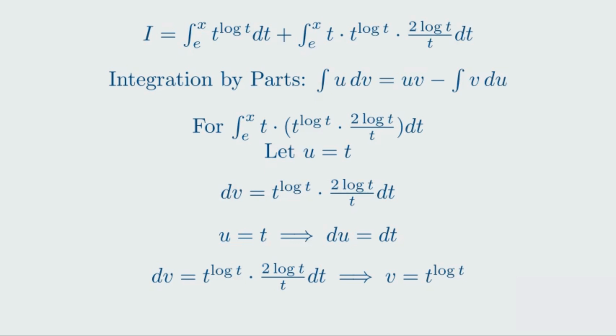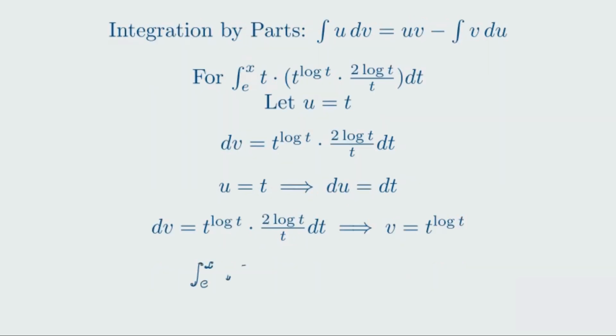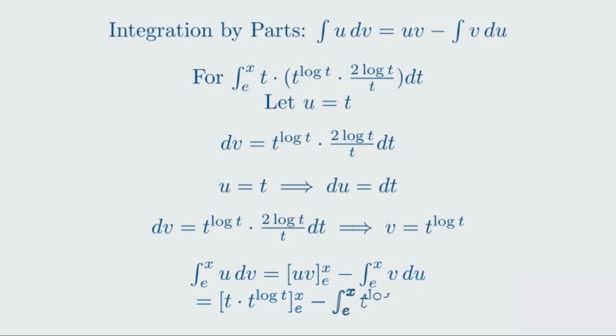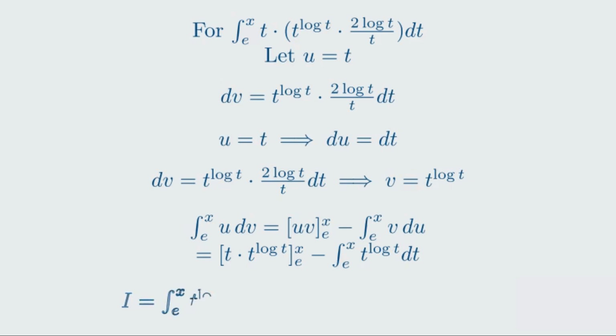Let's apply the formula. The integral we're evaluating is equal to u times v, evaluated from e to x, minus the integral of v times du. So that's t times t to the log t, evaluated from e to x, minus the integral from e to x of t to the log t dt. Let's plug this result back into our expression for I. I is the first integral we split off, plus the result of our integration by parts.